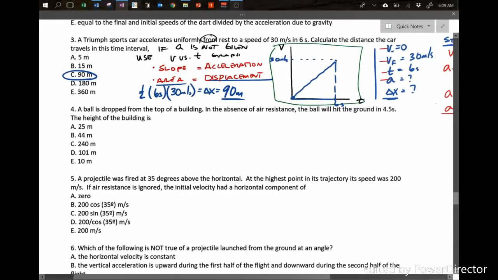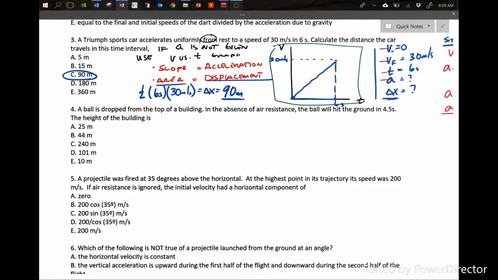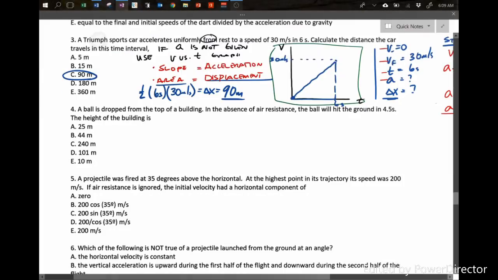All right, number 4, we're going to drop a ball from the top of a building. There is no air resistance, and I want to know the height of the building after it falls. So this is a strictly y direction problem. The initial velocity in the y direction is 0. The acceleration is not unknown. The acceleration is about 10 meters per second squared down.